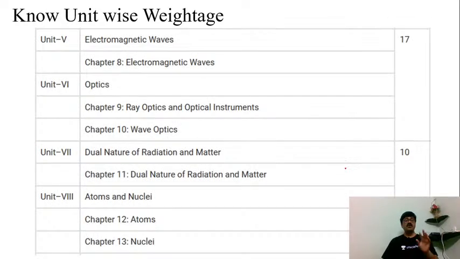Then talking about fifth unit and sixth unit. Now fifth unit is electromagnetic waves, that chapter. Then unit 6 is optics. In that you have ray optics and optical instruments, then wave optics. Okay, now these two units combined you can expect around 17 marks. Look at this. Okay, so next part is huge, that is dual nature of radiation and matter, that chapter, and atoms and nuclei unit. Now these two units, 7th and 8th unit combined, you have 10 marks.